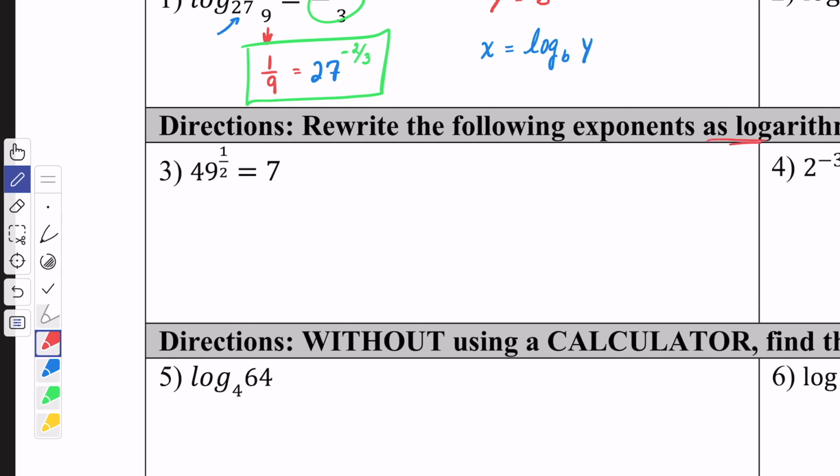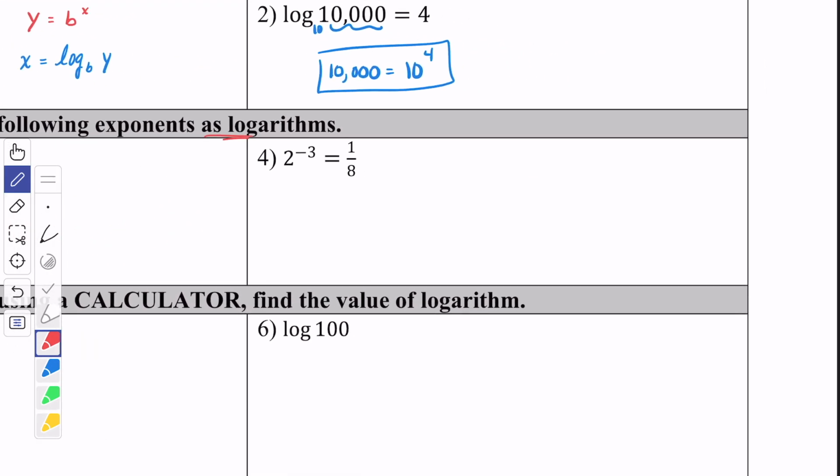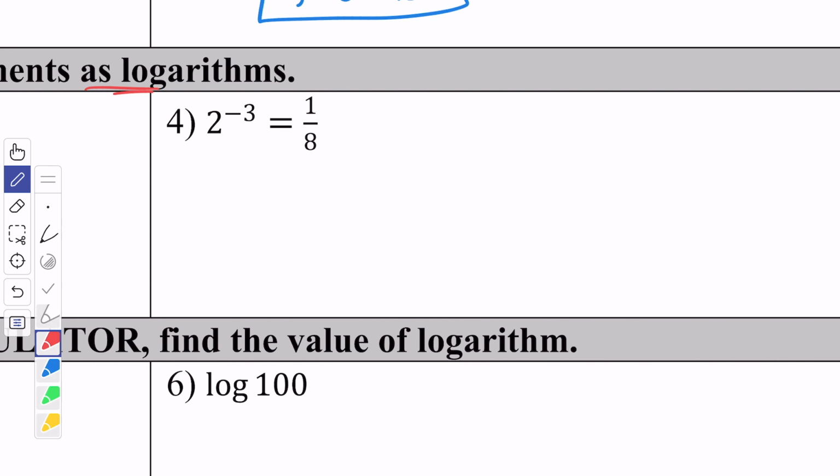To go to logarithmic form, we kind of have to arrange things a little bit differently. There's our argument right there of the logarithm. There's the exponent, and here's our base right here. So this is really log base 49 of our argument, which is 7, is a half. And all that's saying is that 49 to the half power is equal to 7, which means the square root of 49 is equal to 7. Here we got a nice negative exponent, but that doesn't affect us.